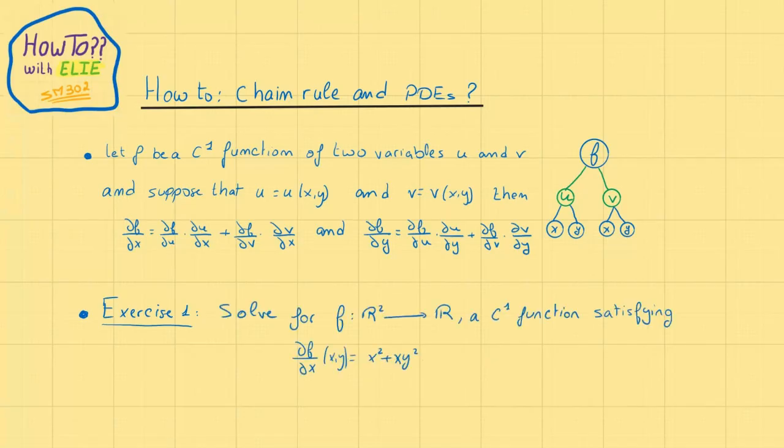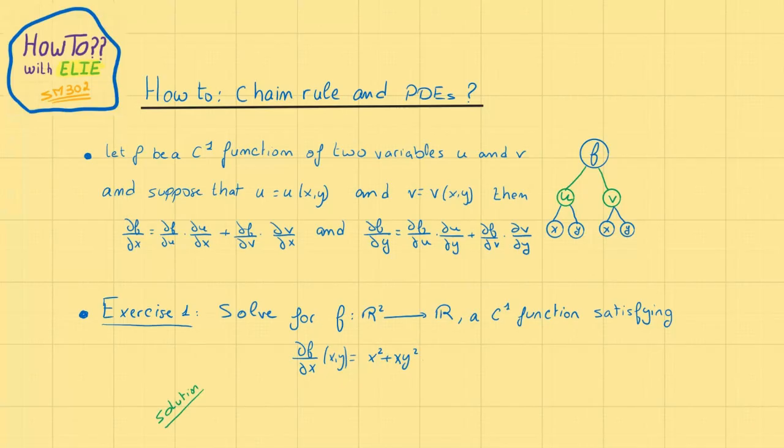It's a partial differential equation where the function to find is f, which is a function of two variables x and y. It's a C1 function and it satisfies df over dx equals x² plus xy². So it's like saying, can you find a function f whose derivative with respect to x is equal to x² plus xy²? So somehow it's also finding a primitive to this function with respect to x, right?